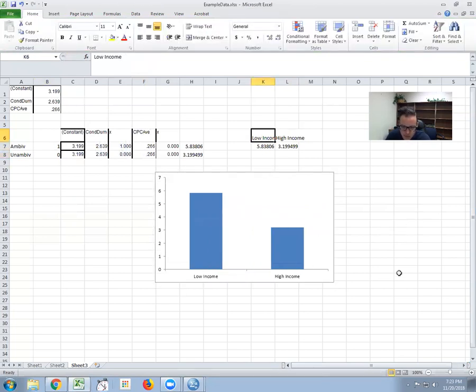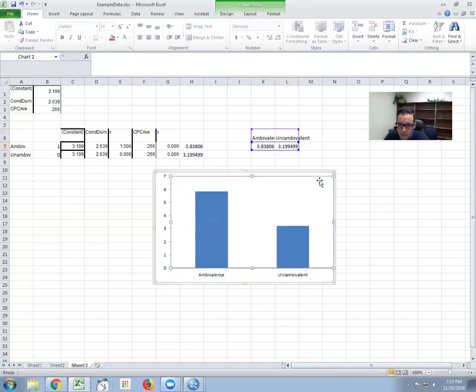I need to change these. These are wrong. So this is the ambivalence condition. This is the unambivalent condition. Boom. There's my bar graph. I mean, I still need to format it in APA formatting, but it's done. All right. There's my bar graph.